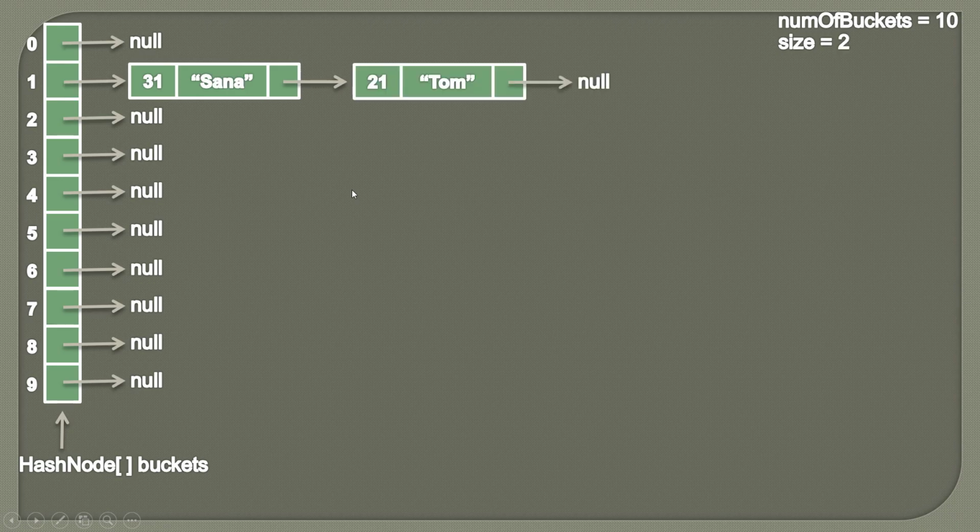Now let's suppose we are given this hash table with 2 nodes and we want to remove a key which is not there in this hash table. So key is 88. If we divide 88 by 10, we get bucket index 8. We access the hash node at index 8. So here it is pointing to null, which means that key is not present in this hash table. So we simply return null.